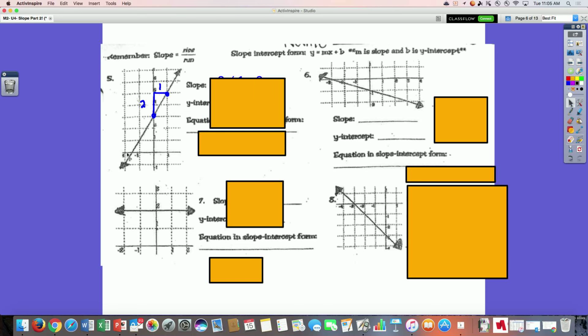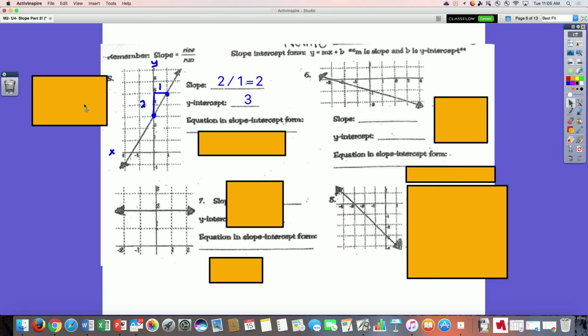Where does this line cross the y-axis? Remember, this is the y-axis. This is the y, and this is the x. Where does this line cross there? Well, it looks like it crosses right there at 3. It's kind of blurry. That looks like a 3, right? So the slope is 2. Rise up, run to the door. 2 and the y-intercept is 3, I just need to plug those numbers into that equation.